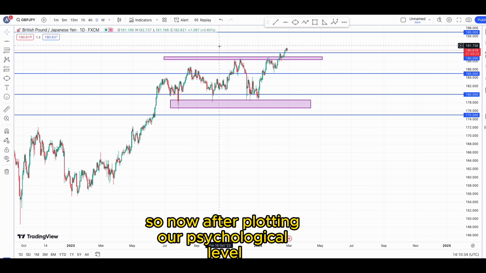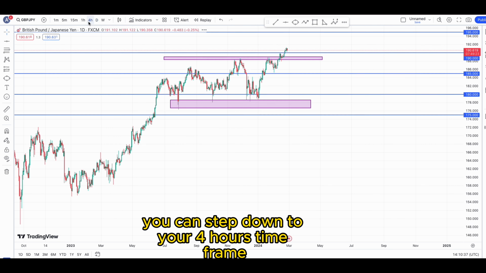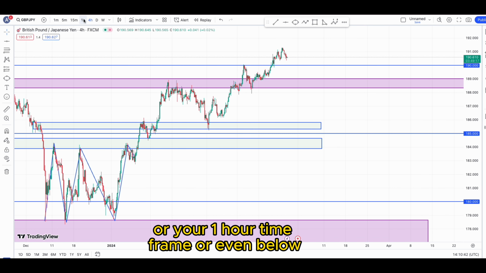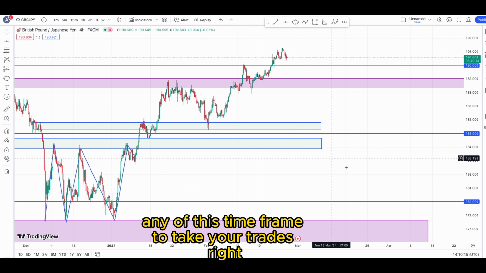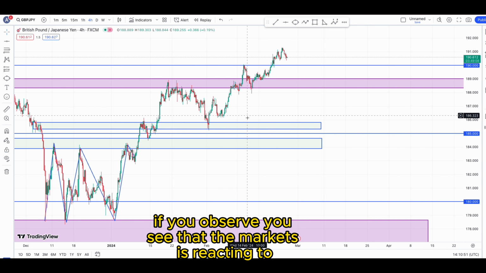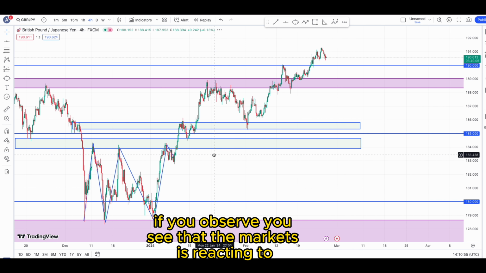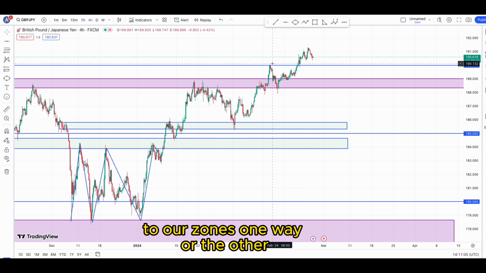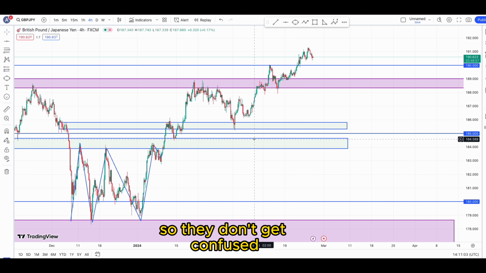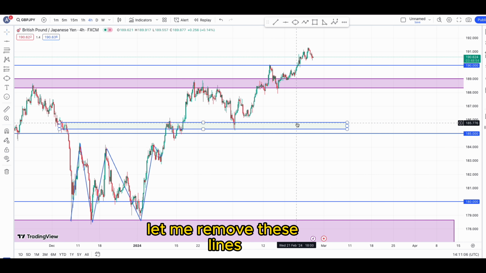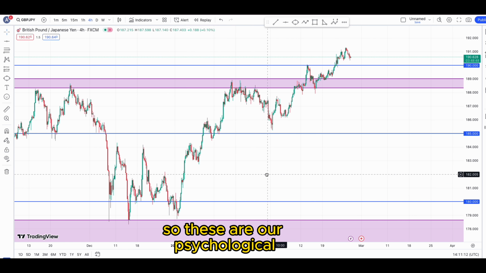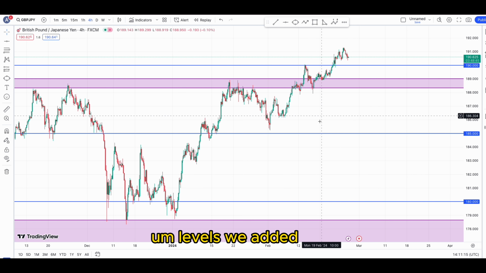So now, after plotting our psychological levels, you can step down to your 4 hour time frame or your 1 hour time frame, or even below any of these time frames to take your trades, right? Let's go to the 1 hour time frame. If you observe, you'll see that the market is reacting to our zones one way or the other. Let me just remove these lines so that you don't get confused. These are the zones we drew before, so these are our psychological levels we added.